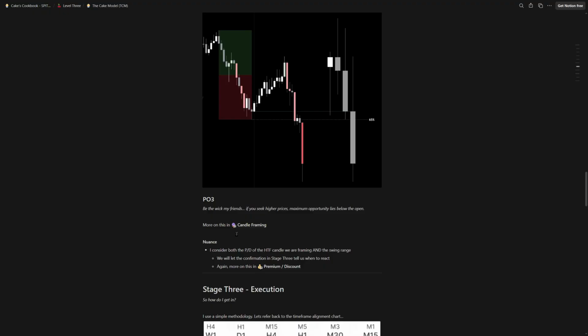Okay, I consider both. So this is more nuance. I consider both premium and discount of the high time frame candle we are framing and the swing range. Okay, so we will let the confirmation in stage 3 tell us when to react. Again, more on this in premium discount in terms of finding that swing range.